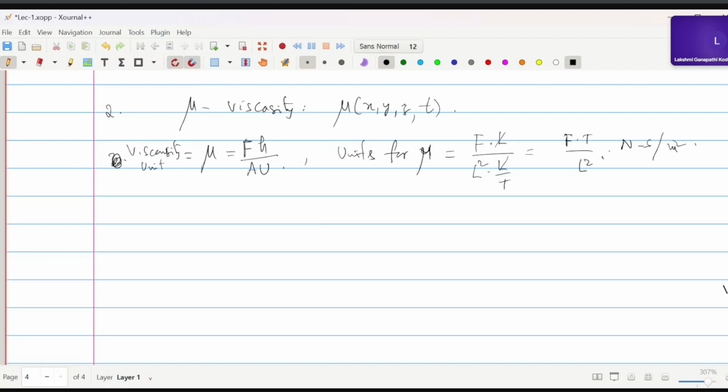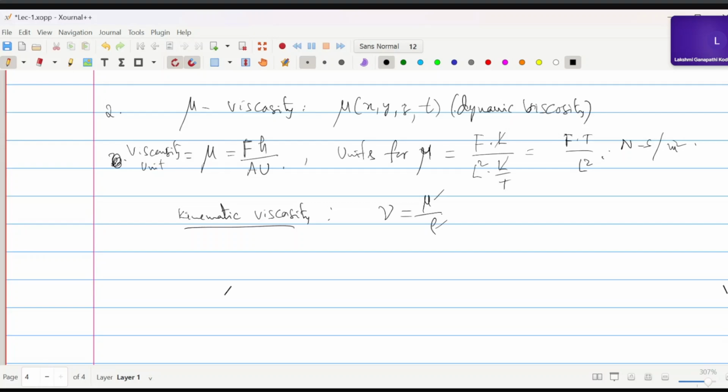Some textbooks may mention something called kinematic viscosity. Kinematic viscosity, which you write as nu, is mu divided by the fluid density. The fluid properties we discussed so far are rho and mu. If you take the ratio, that is the kinematic viscosity. Mu is the dynamic viscosity.